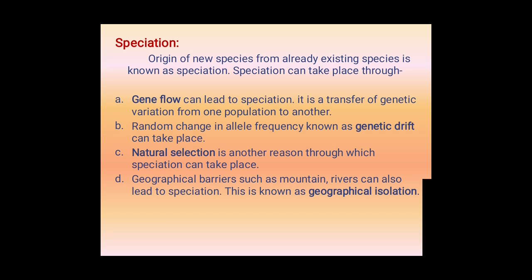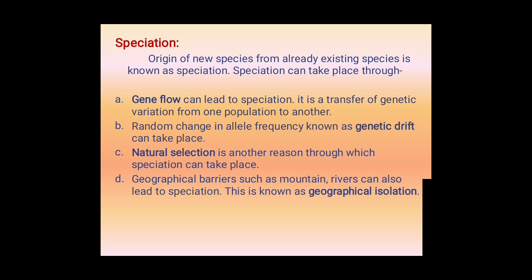Next, come to speciation, the origin of new species. That is called speciation here. Origin of new species from already existing species is known as speciation. Already existing species are there, and the new species evolve from the pre-existing ones. That is called speciation. Speciation can take place in different ways. First one, that is gene flow. Gene flow can lead to speciation.